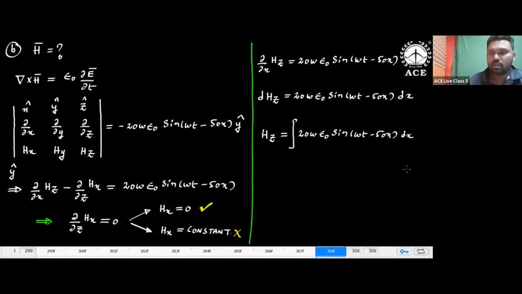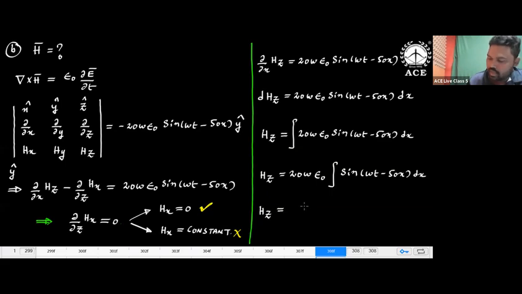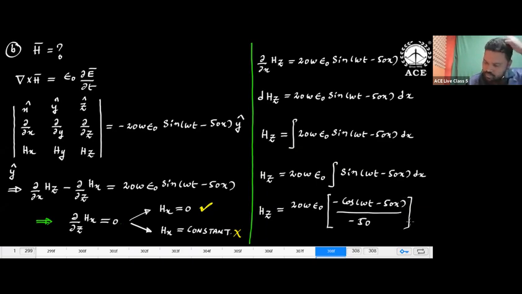Yes. Okay. So here, how do you integrate this one? Here it is 20 omega epsilon naught sine omega t minus 50x into dx beta. So what is the integration of this one? Sine integration is minus cos. Here it is 20 omega epsilon naught minus cos omega t minus 50x divided by 50 minus 50. Clear beta? Yes. So what is the Hz expression?